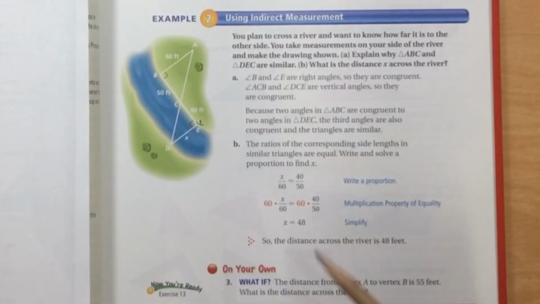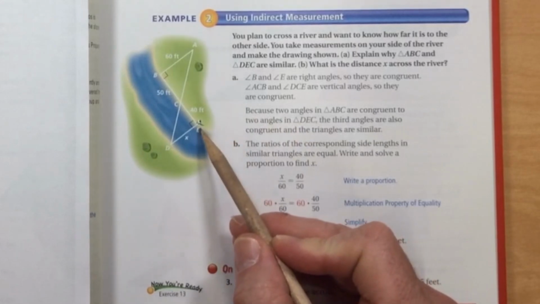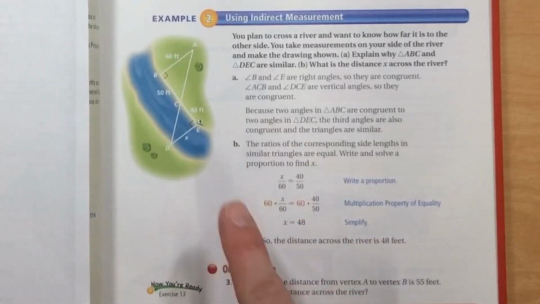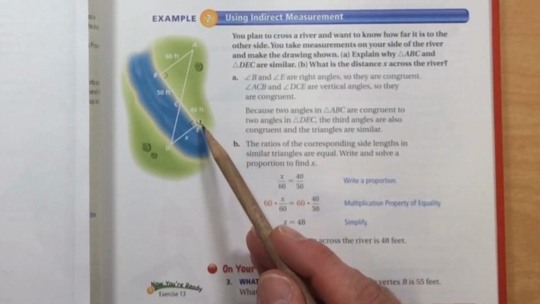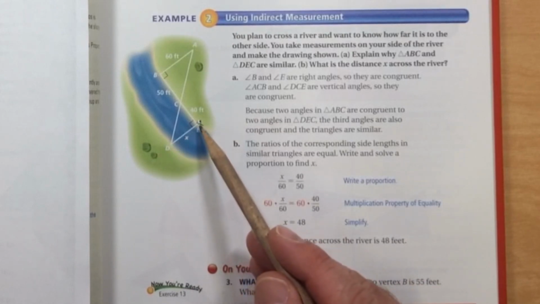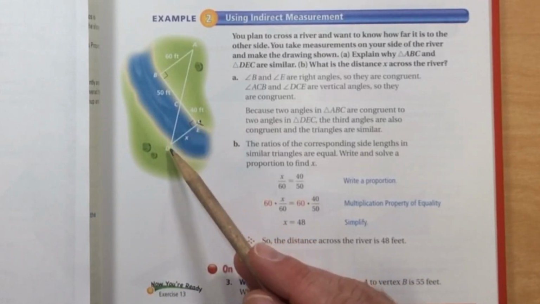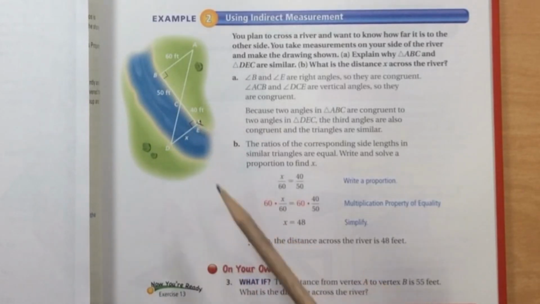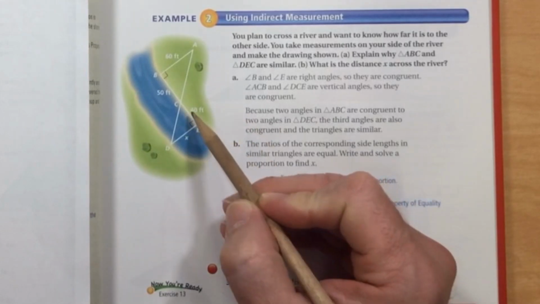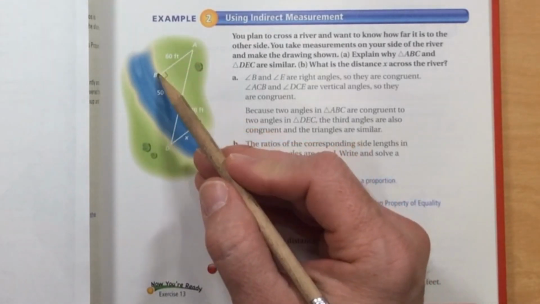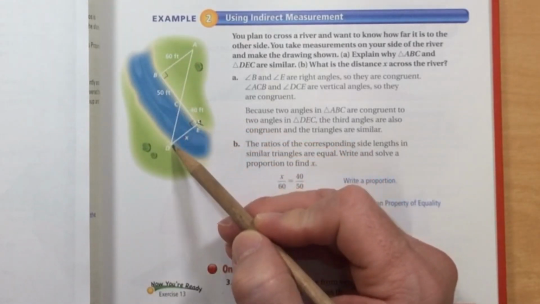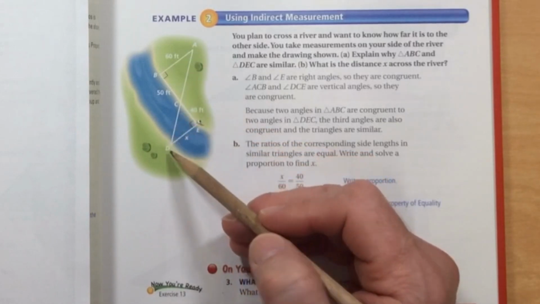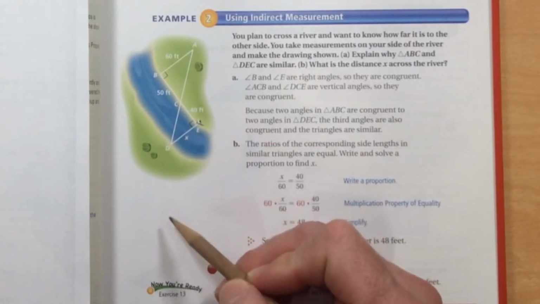So here we have this kid, and I'll try to zoom in on that. We have this kid right here. He wants to know how far it is across this river. He probably wants to maybe make a jump for it or maybe swim it or something. But he wants to know how far that is. And so what he does is he marks this out on this side of the river so he can use the fact that these are two similar triangles to find this length right here.